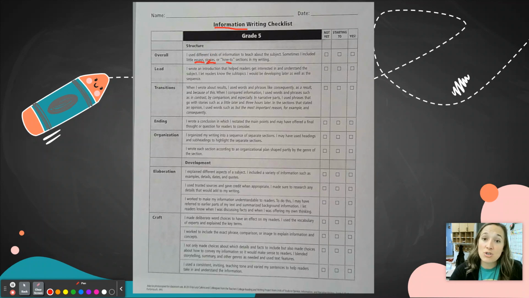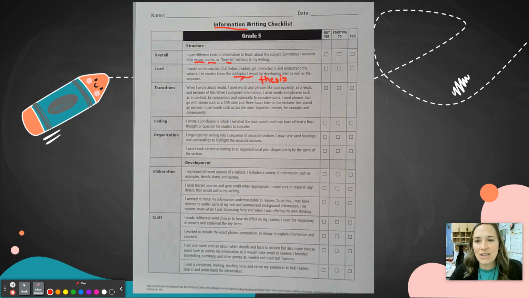So the stories would be like a narrative beginning. And I think when it's saying these things, you're talking about having those topics. I wrote an introduction that helped readers get interested and understand the subject. I let the readers know the subtopics I would be developing later. This means that it has the thesis, right? You have to be able to see the thesis, and the thesis, remember, happens at the end of that first paragraph. So you're going to want to look at that there.